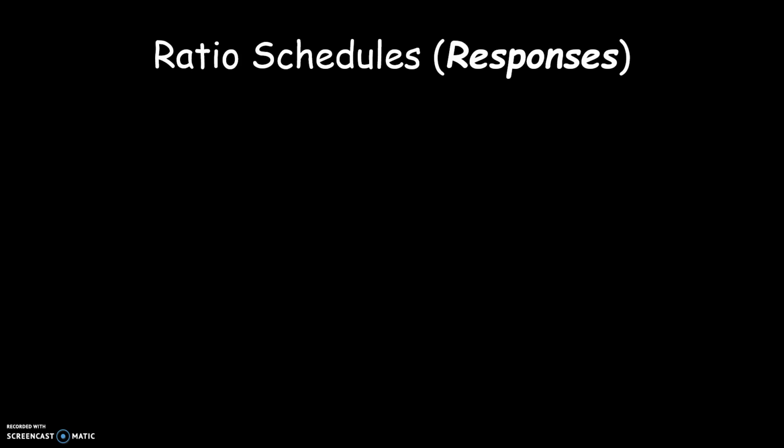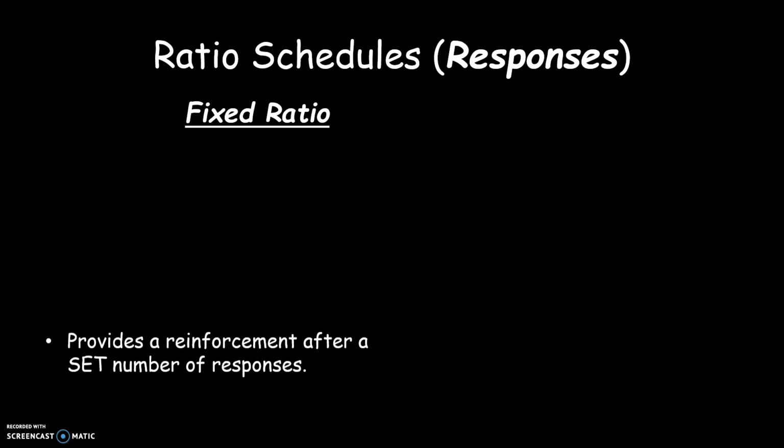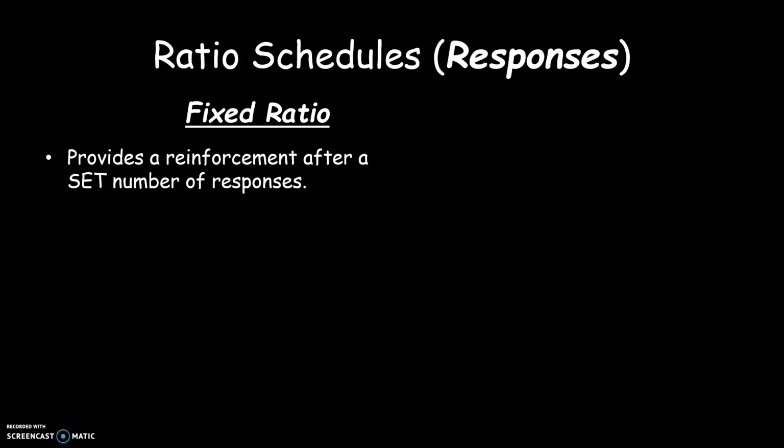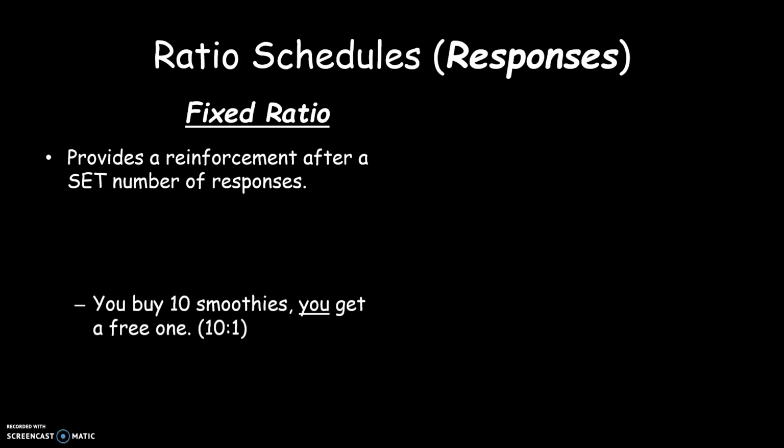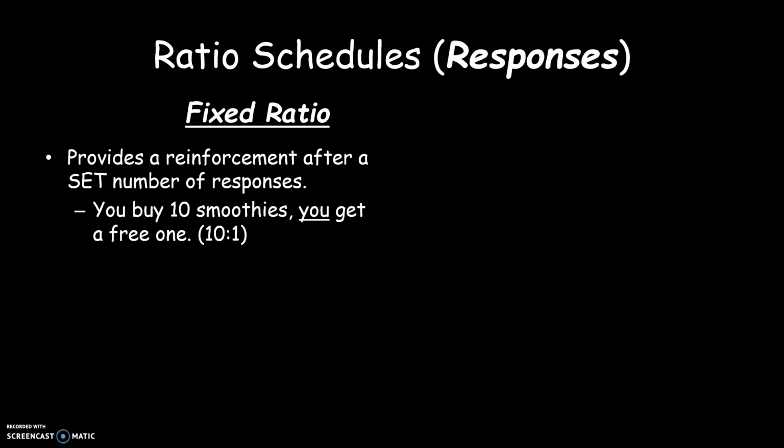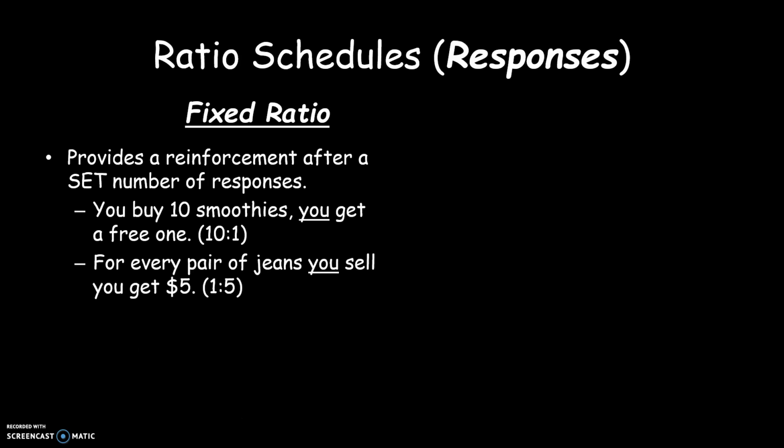All right, ratio schedule, this one's a little bit easier because the letters match. Ratio is based on number of responses. So a fixed ratio schedule is when every time a set number of responses happen, that's when you get the reinforcement. So it's going to be things like buy 10 smoothies, get one free. For every pair of jeans you sell, you get $5. For every 5 math problems you do, you get to take a break.